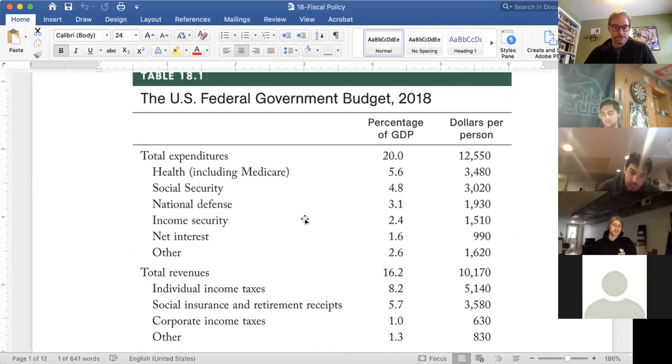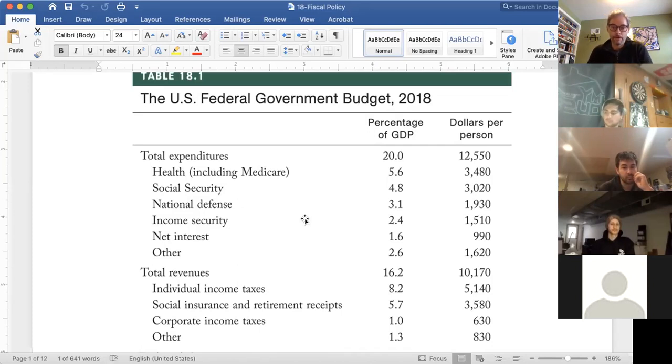So just as a rough idea, this gives us an idea of what the government budget looks like. If you look at expenditures here, total expenditures, and expenditures means government purchases of goods and services plus government transfer programs. And government transfer programs include things like Medicare, Social Security, welfare, right? So these are not where the government is purchasing goods and services. This is really where the government is transferring money from taxpayers to specific individuals.